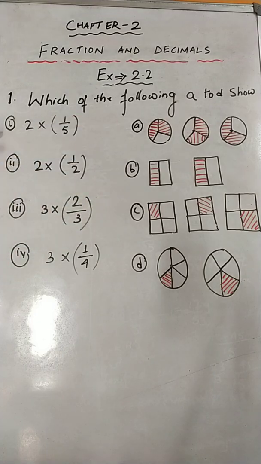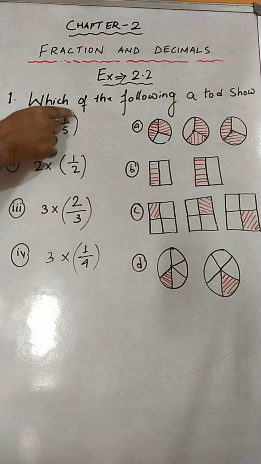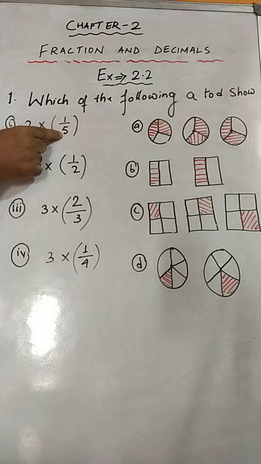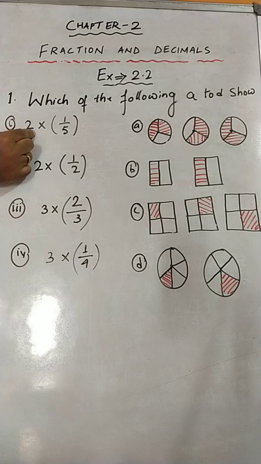Now, what is question number 1? Question number 1 is 2 into 1 by 5. So, what is the meaning of 2 into 1 by 5? So, 2 into 1 by 5 represents the addition of two figures. This represents addition of two figures in which each figure is a combination of 1 by 5. That is, the figure has been divided into 5 parts and out of 5 parts, only one part is shaded. So, just see how much addition of two figures.